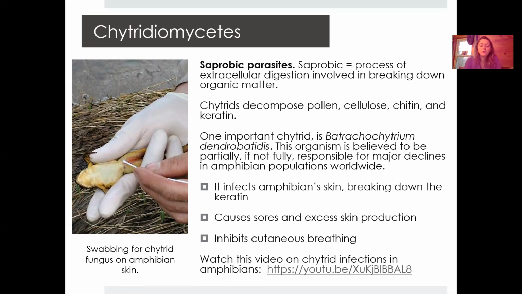There is one really important chytrid species: Batrachochytrium dendrobatidis. This organism is believed to be partially, if not fully, responsible for major declines in amphibian populations worldwide. I'm sure you've heard about them, maybe. The chytrid infects the amphibian skin and breaks down the keratin on the skin, and it causes spores and excess skin production, which is a big issue for amphibians since they breathe through their skin. So it inhibits cutaneous breathing, which is breathing through your skin.